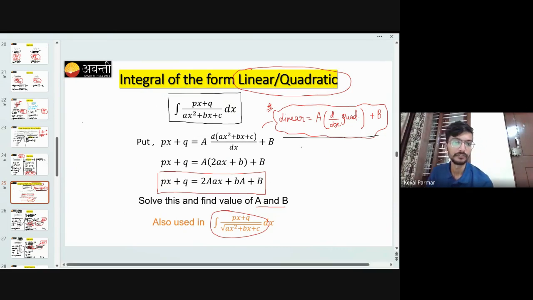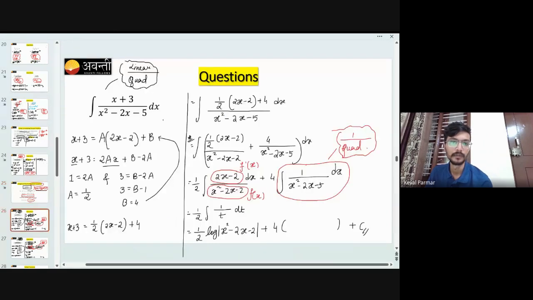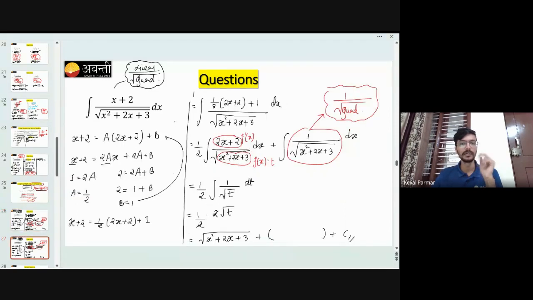After that, we solved these questions here. For this homework, I hope you don't forget it. You can note this down and you can try it yourself. Also, this one we did, the under root one.